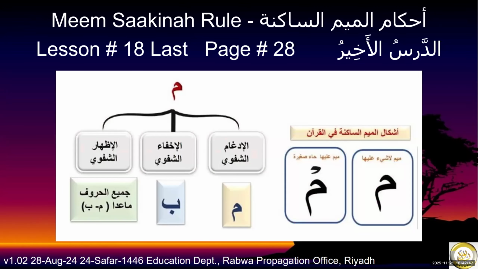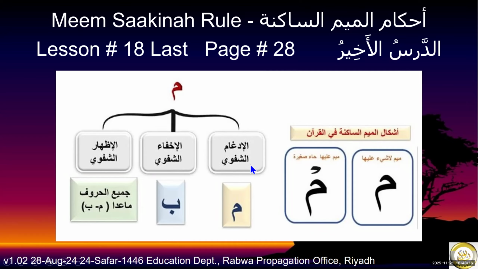Meem sakina: sometimes you see the sukun sign on the meem, sometimes you don't see the sukun sign on the meem. In both cases, we consider this a meem sakina. The tajweed rule related to meem sakina is called the Shafawi rule, because the articulation point, the makhraj of the meem, is the shafat, the lips. So the name includes Shafawi.